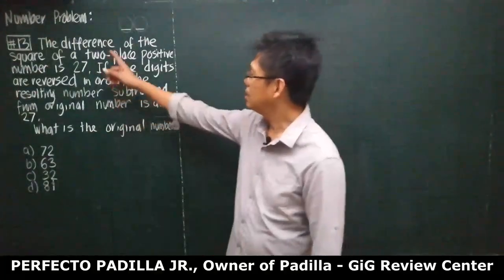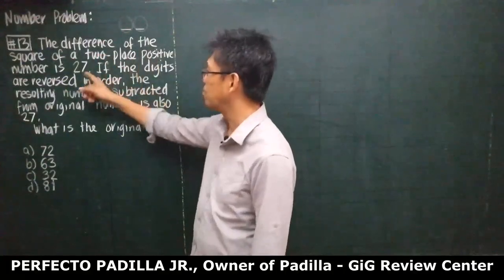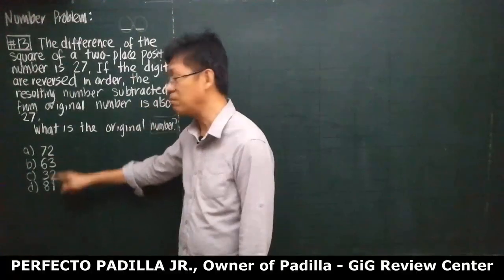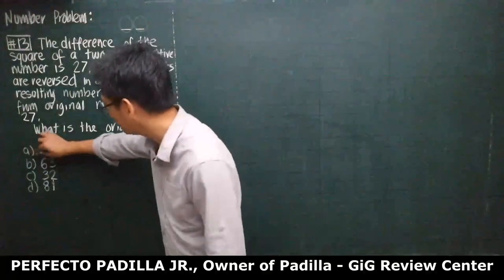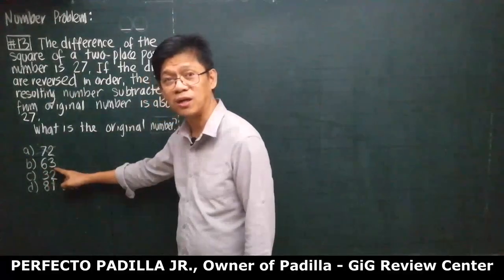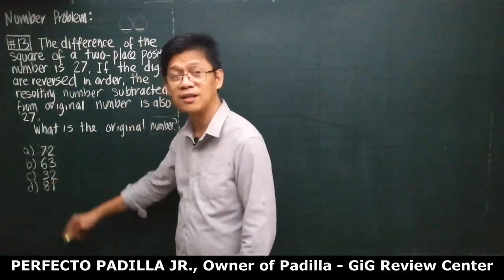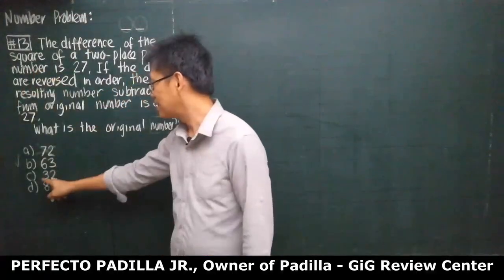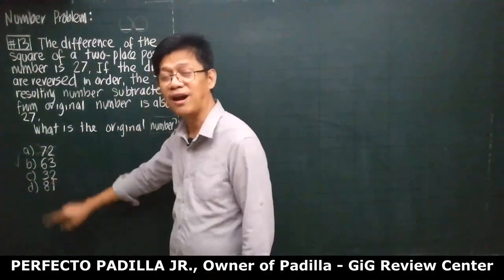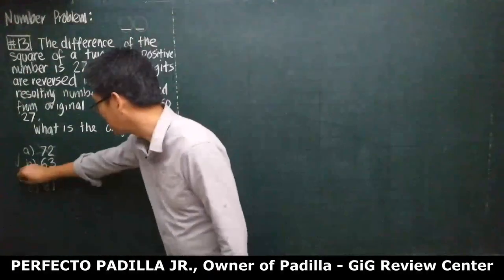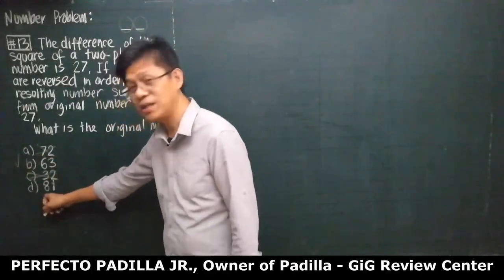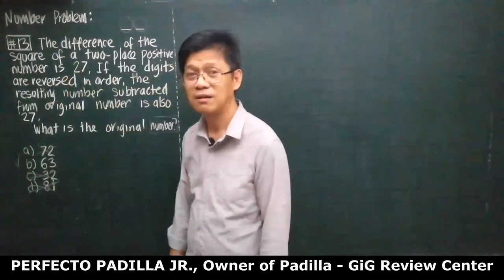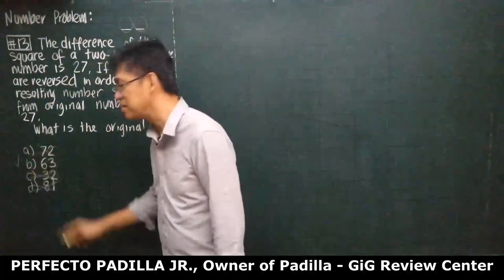Look here. The difference of the square of two positive number is 27. 7 squared minus 2 squared. 49 minus 4, 45. Mali yan. 6 squared minus 3 squared. 36 minus 9. Ilan yan? 27. Okay to. 3 squared minus 2 squared. That is 5. Mali yan. Okay? 8 squared, 64 minus 1, 63. Mali yan. Because the difference is 27. So, kahit hindi mo naintindihin to, 63 is the answer.